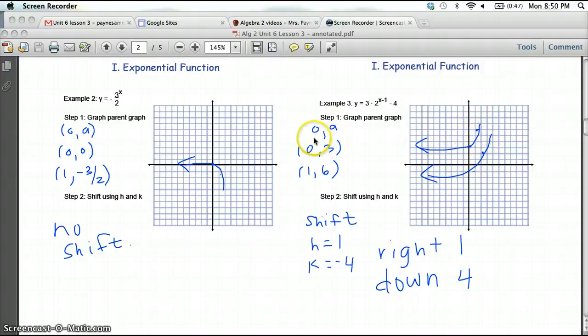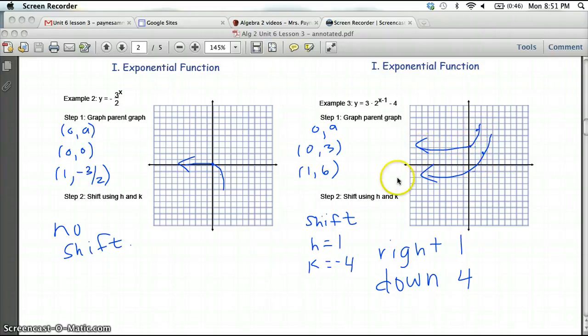Okay? So again, we start at 0, a. So 0, a would be 0, 3. And then we're going to go 1, a times b. So 3 times 2, which is 6. So 1, 6. So let's start. 0, 3. So 0 up 3 and 1 up 6. You're going to connect both points.